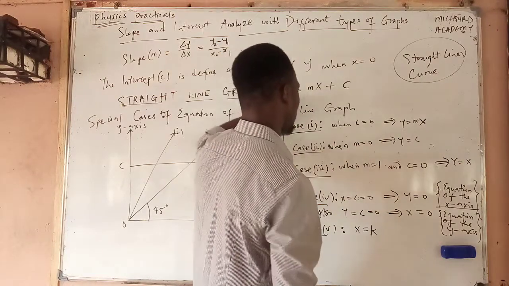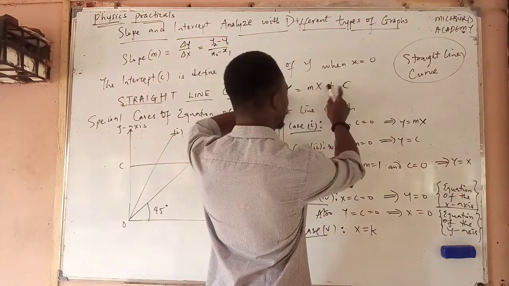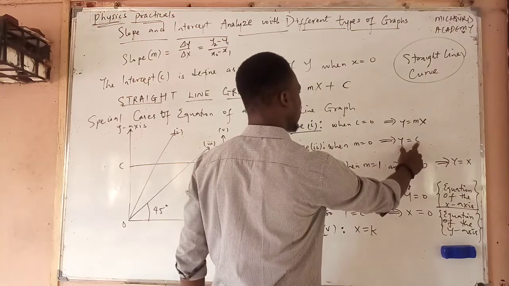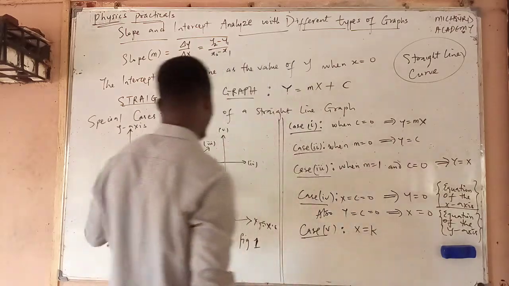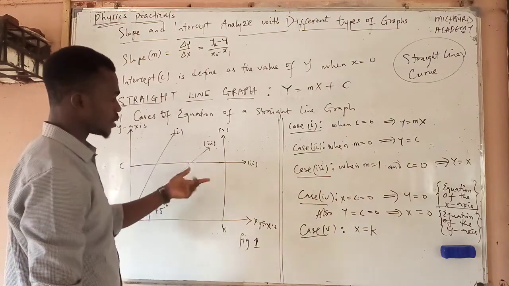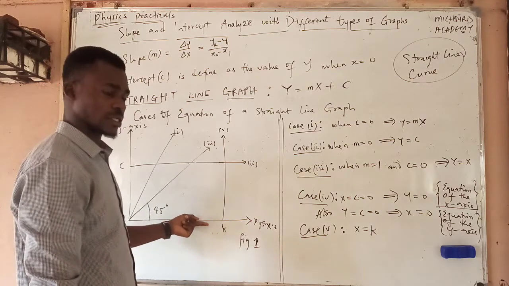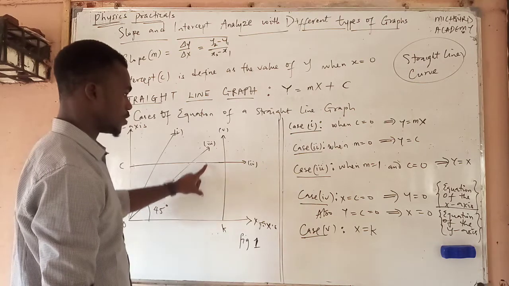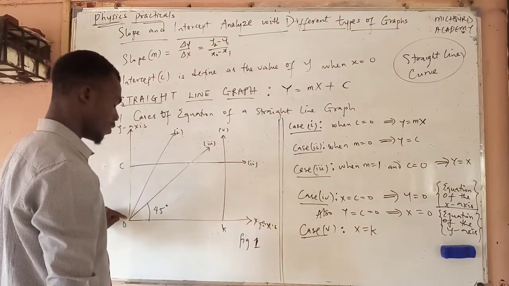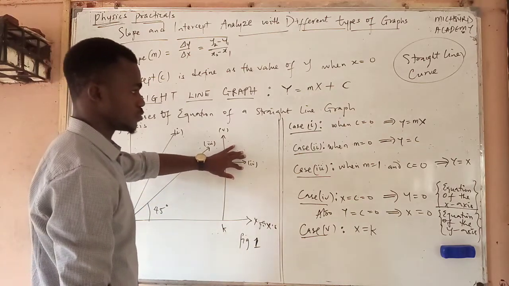Now for case 2, the slope m is equal to 0. If the slope m is equal to 0, that means everything with x will vanish. We only have y is equal to c. So the equation reduces to y is equal to c. That is for case 2. What it means is that the line will be parallel to the x-axis, cutting the y-axis at the point c from the origin. So that is what we have for case 2.